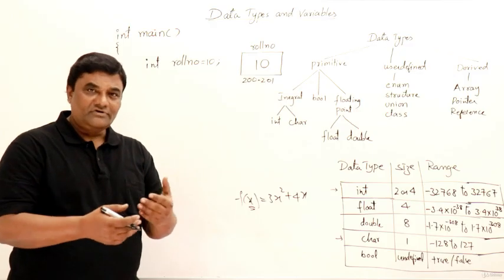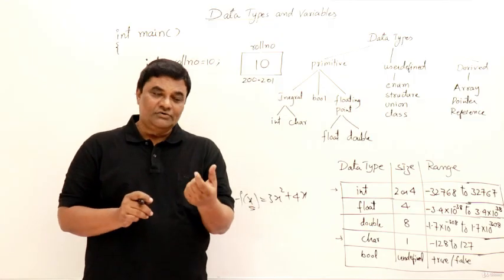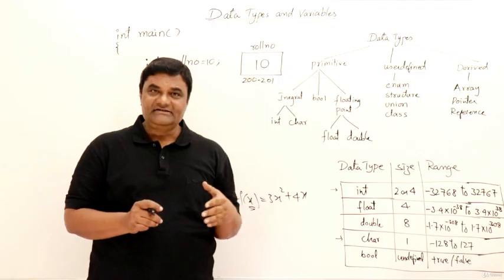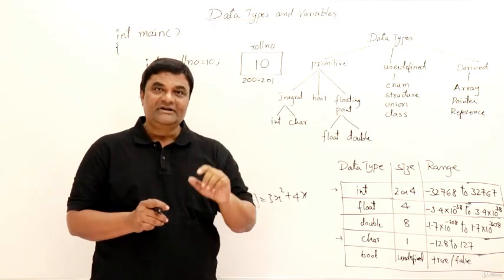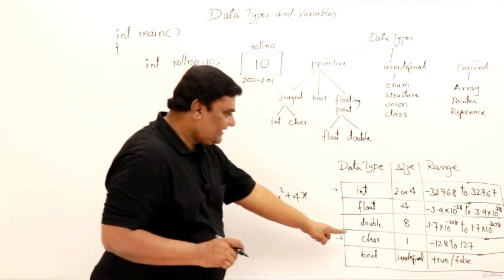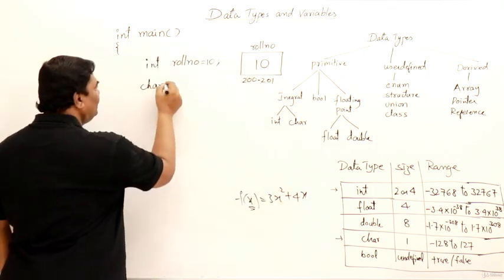Now, a little more. Suppose I want to have a variable to store a section or group: group A, group B, group C, like this groups are there. So I want to store the group name. Group name is A or B or something. Which type of variable should I take? Character type. Okay, declare a variable of character type: char group.